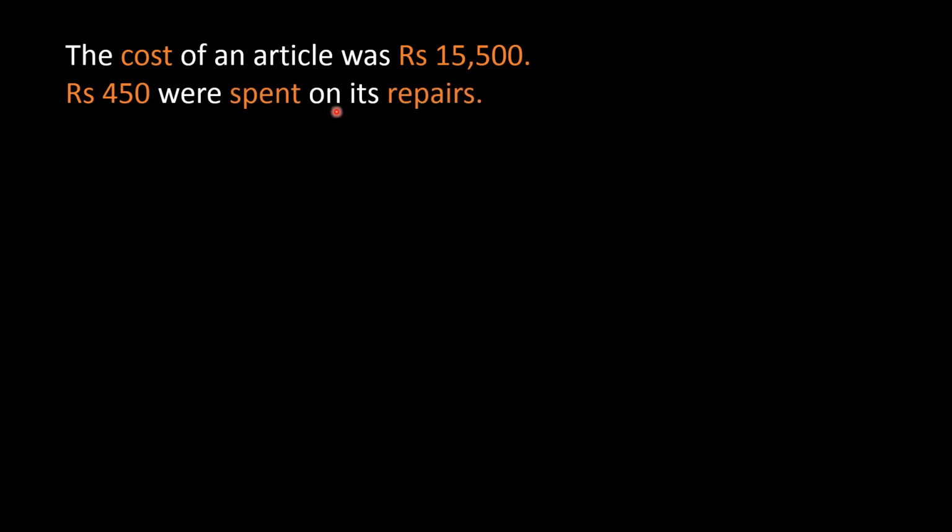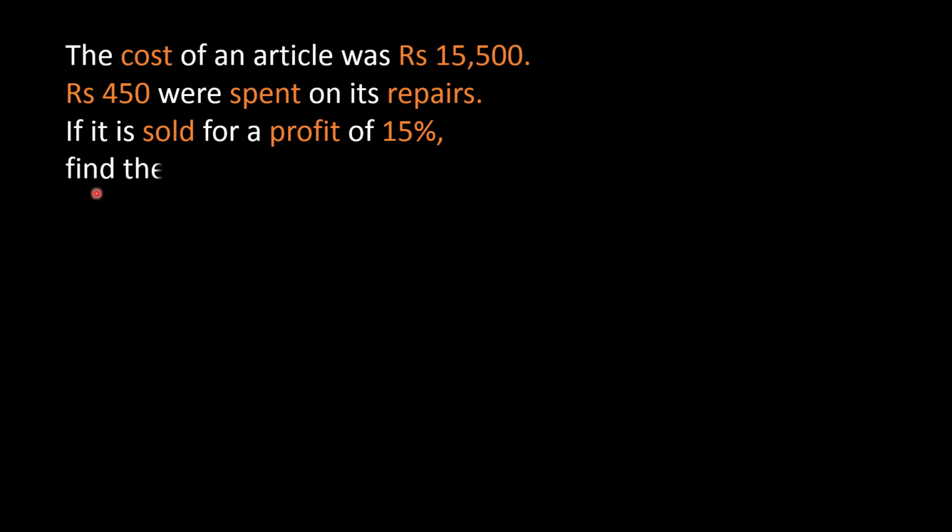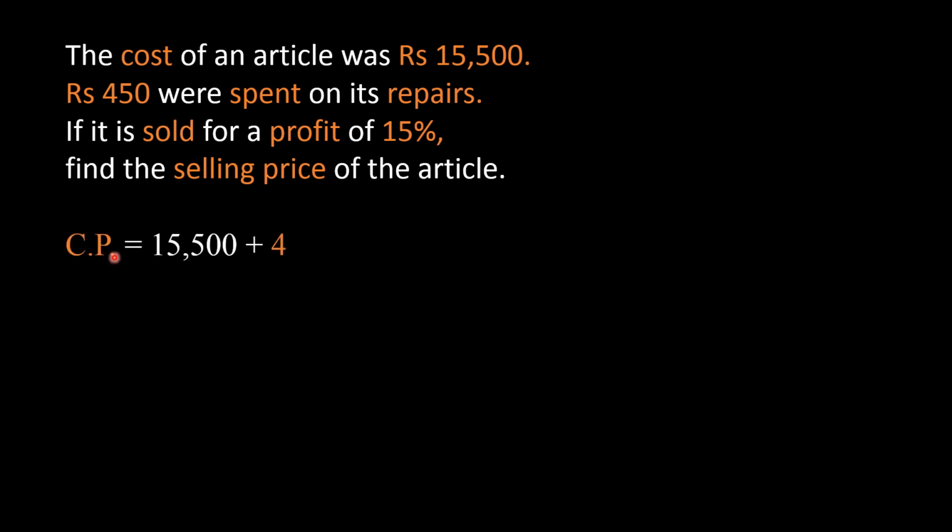Next, the cost of an article was rupees 15,500. Rupees 450 were spent on its repair. If it is sold for a profit of 15%, we have to find the selling price of the article. Here, the cost price is 15,500 plus the repair charges 450, which will be rupees 15,950.